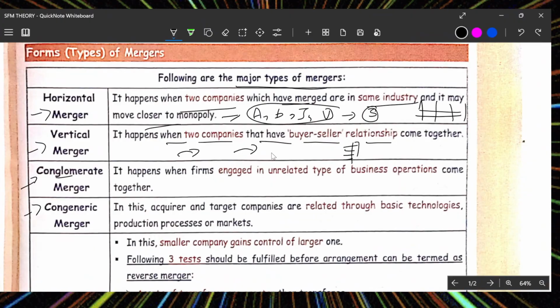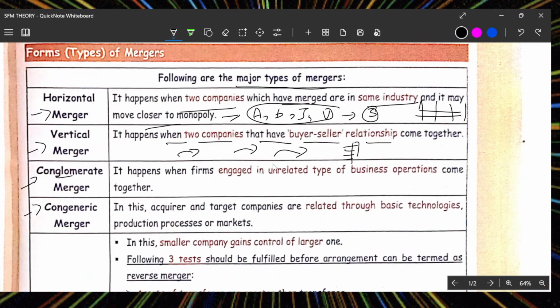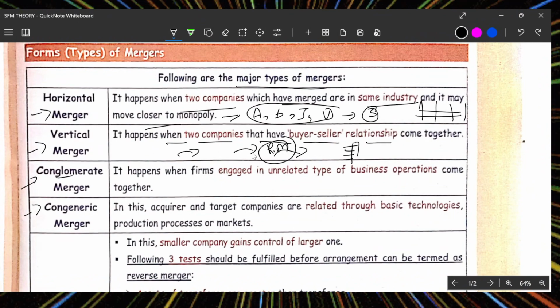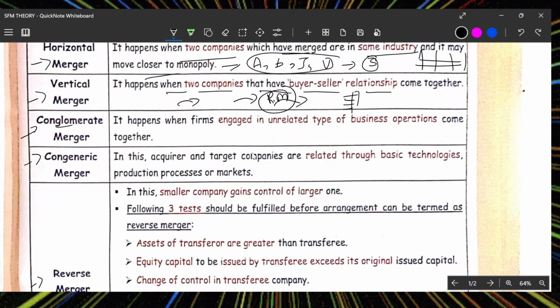I'm merging with my supplier. I'm merging with my service provider, those who provide service or raw material to me. This kind of merger is a vertical merger. By doing so, I can reduce the cost and increase the profit.